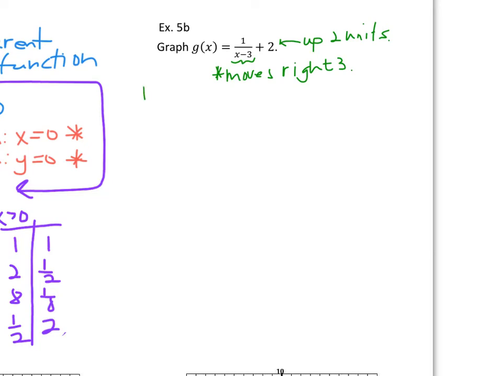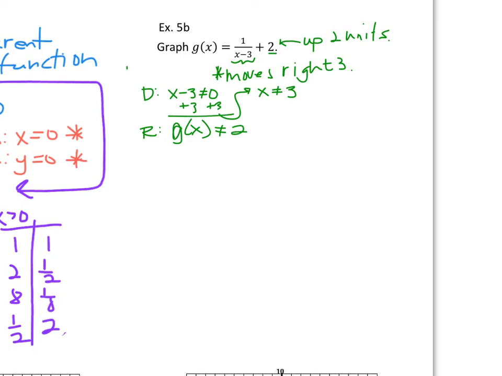For our domain, remember the denominator can't equal 0, so that means x minus 3 can't equal 0. If we move 3 over, we would say that x can't equal 3. So from the parent function, if it moves right 3, that would make sense. For our output, if x can't equal 3, that means that fraction can't equal 0. And if it can't equal 0, but we tried to add 2 to it, that means our output can't ever equal 2. So I almost wrote f of x. g of x can't equal 2. That's the second part for our transformation.